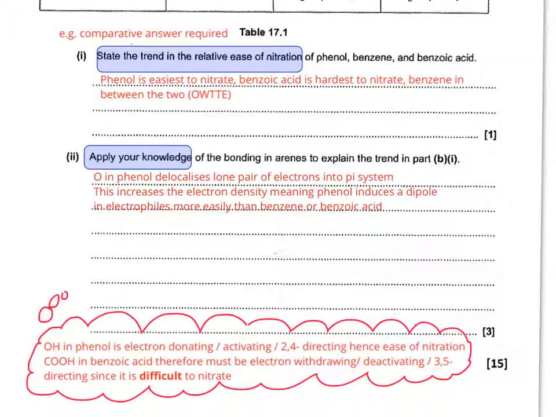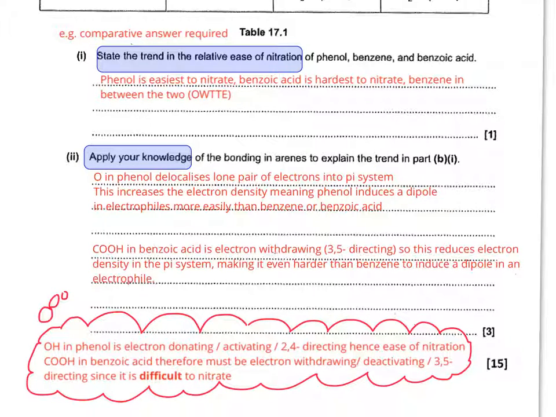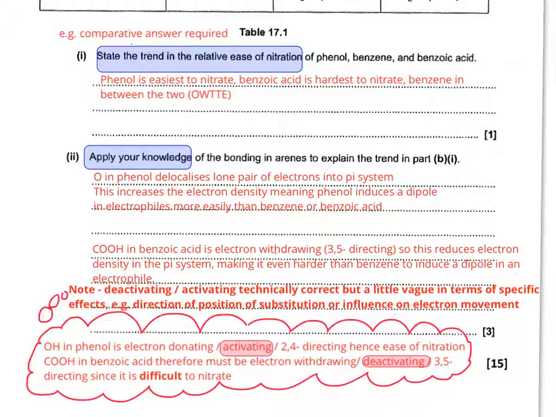So popping the beginning part of the answer in, you put oxygen in phenol delocalizes the lone pair of electrons into the pi system, which increases the electron density, meaning that phenol induces a dipole in electrophiles more easily than benzene or benzoic acid. So there's two key points there made, so that gets you 2 out of the 3 marks. The third mark has to come from somehow verbalizing or expressing what we thought about at the bottom of the page in a way that gets the mark clearly. So the COOH in benzoic acid is electron withdrawing, 3,5 directing. So this reduces electron density in the pi system, making it even harder than benzene to induce a dipole.